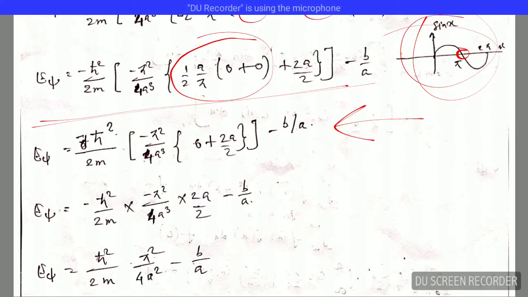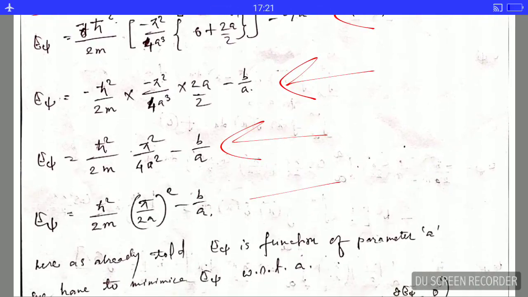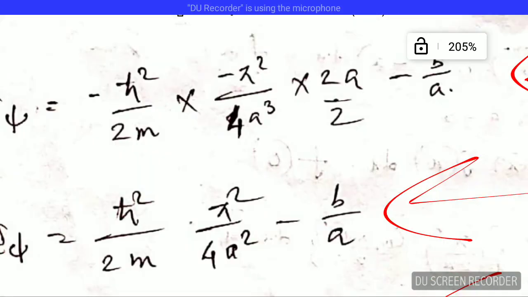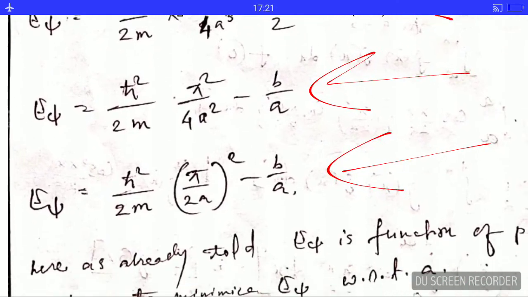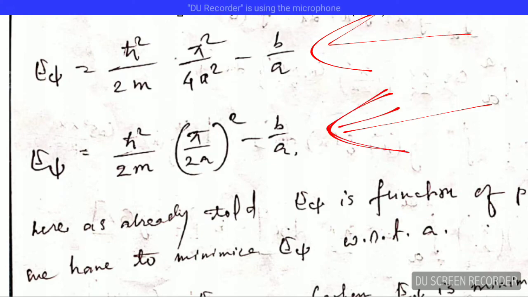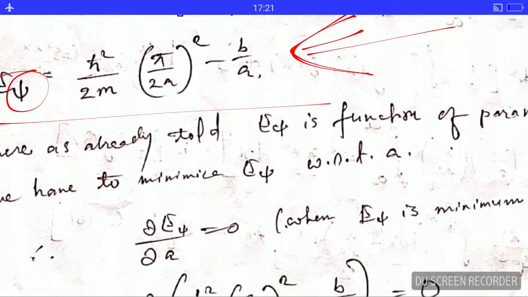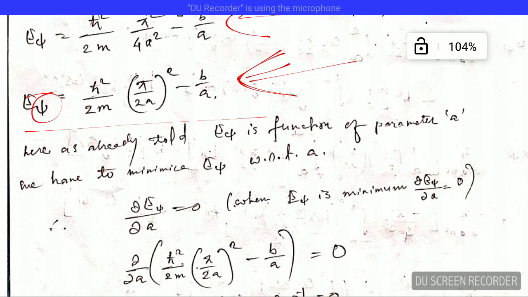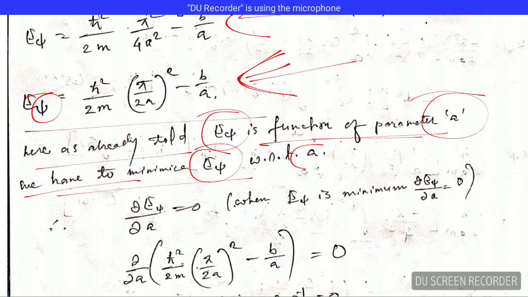You just have to do some simple mathematical operations, and then you will arrive at this, and then you will arrive at this. You can go through this. I am zooming the screen. So you arrived at this. Finally your energy of the state psi is this. As already told, E psi is a function of the parameter A, and we have to minimize E psi with respect to A.